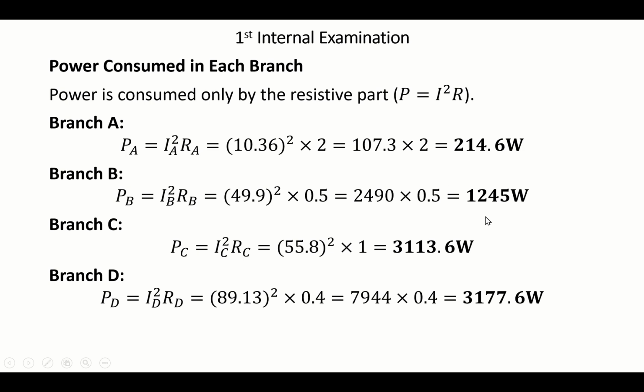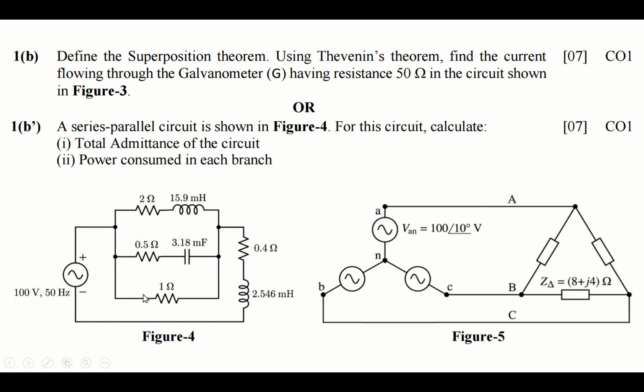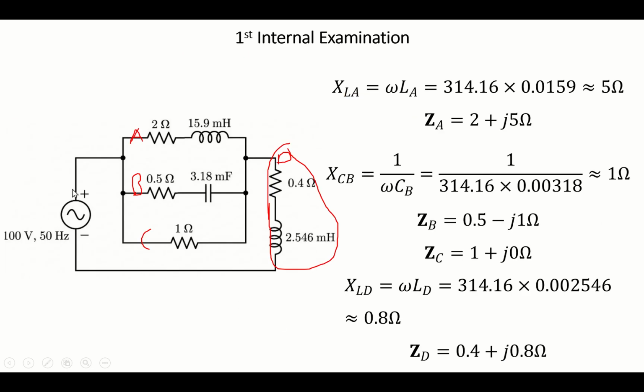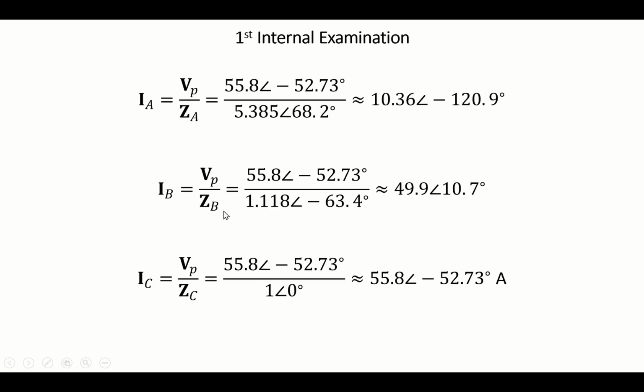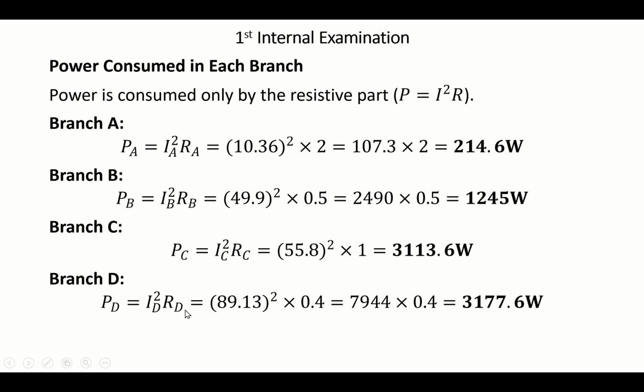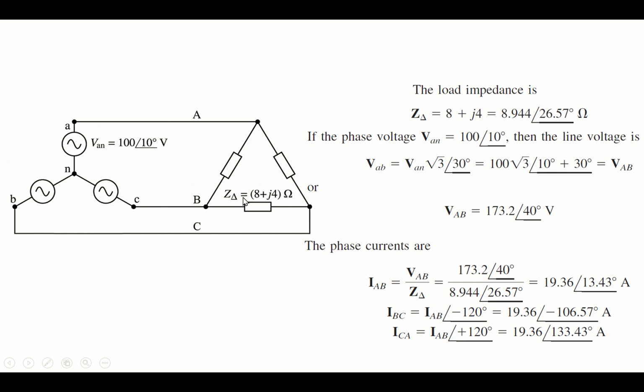Similarly, in branch B, you have this amount of power being consumed. In branch C, this is the power that is being consumed. Finally, branch D will take the value of the total current that comes out from the source, because whatever current comes out from the source passes through branch D and back to the source. So the total current squared multiplied by the resistance in branch D gives us 3177.6 watts.